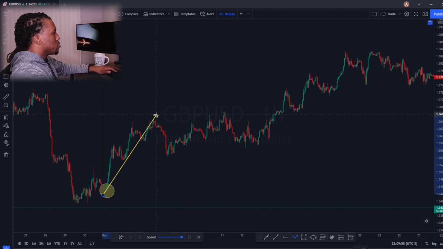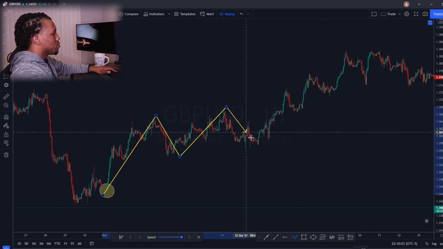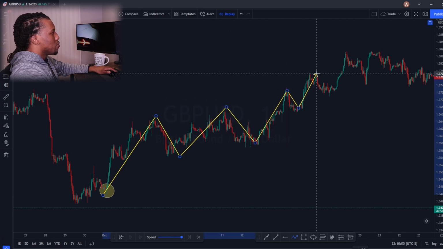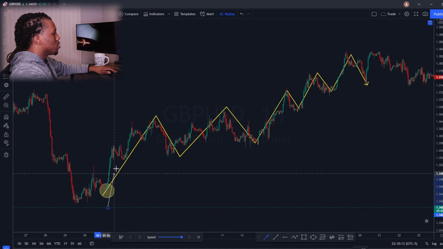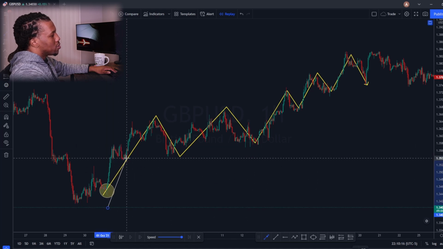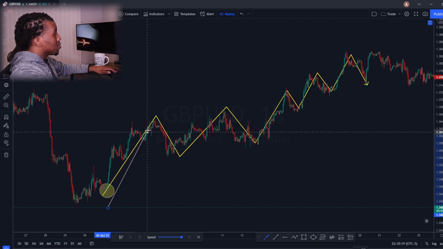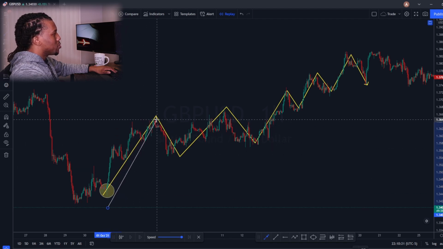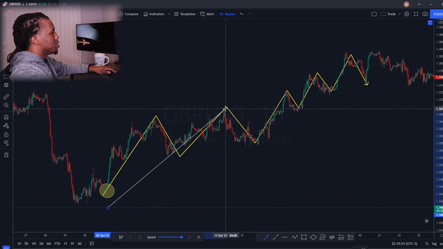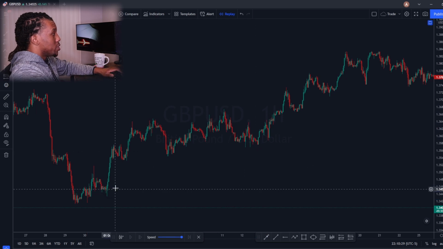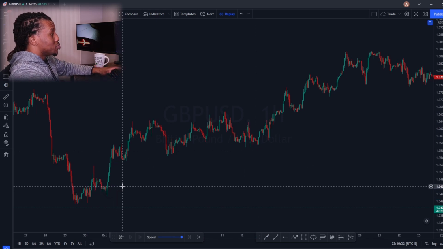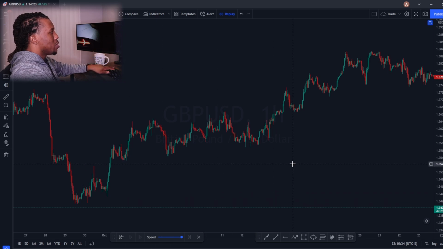We have our impulse. Let's go right here. Have our correction, continuation, right? Right in there like that, right? So again, we have our starting point, low, higher high, higher low, higher high, higher low, higher high, right? We have our impulse, correction, continuation, okay? So that's our uptrend.